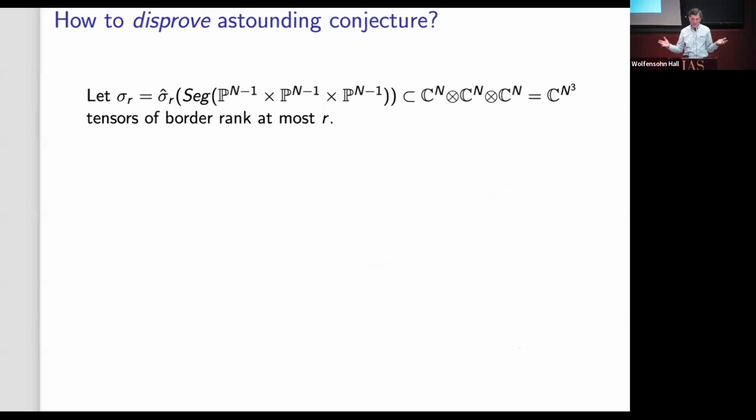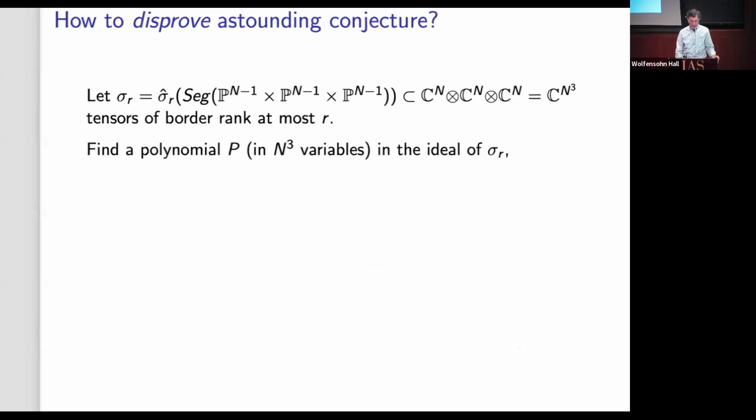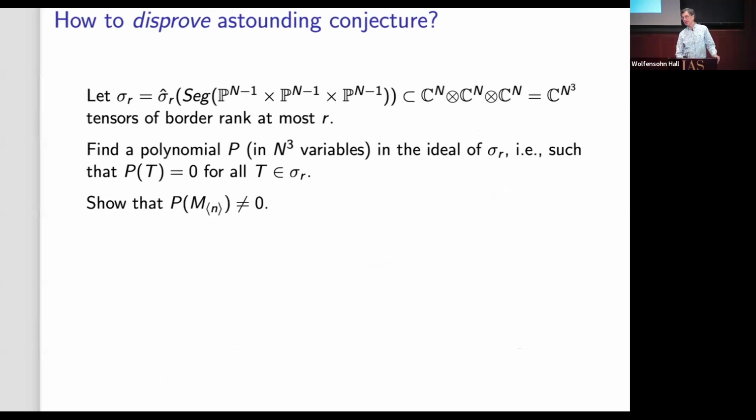All right, so I want to disprove this thing. So let's let sigma r denote one of these strata, and then find a polynomial in its ideal, and then show that that doesn't vanish on matrix multiplication. Pretty simple strategy.